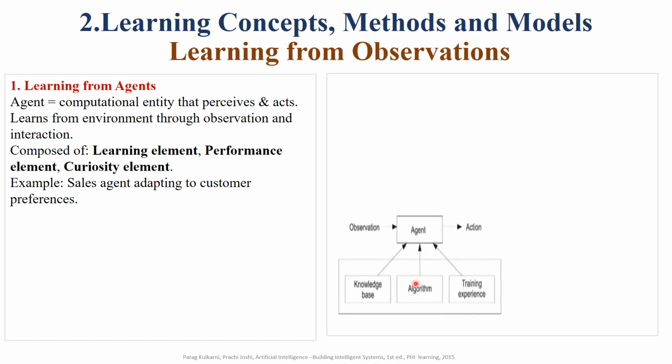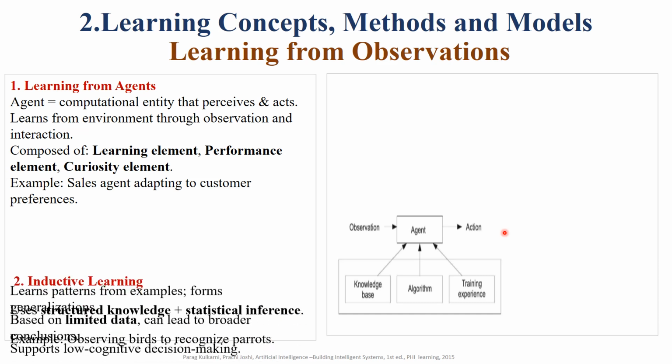You could see this is an agent. There are some observations. So it's learning from the environment through these observations, based on which it performs some action. Also, you could see it includes the knowledge base, algorithm, and the training experience based on which it does the action.